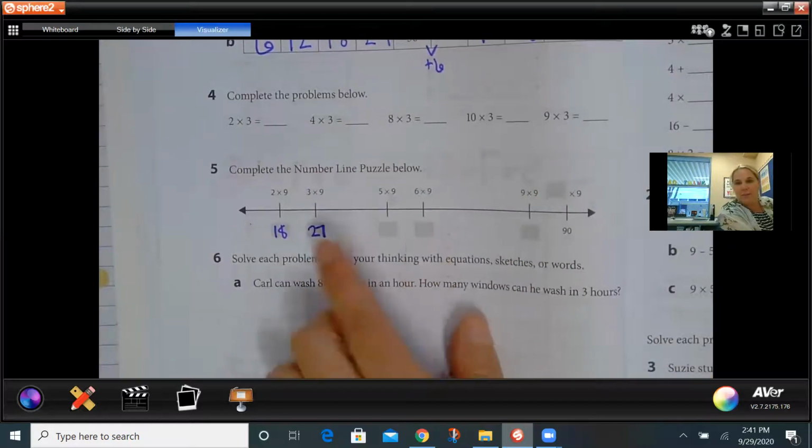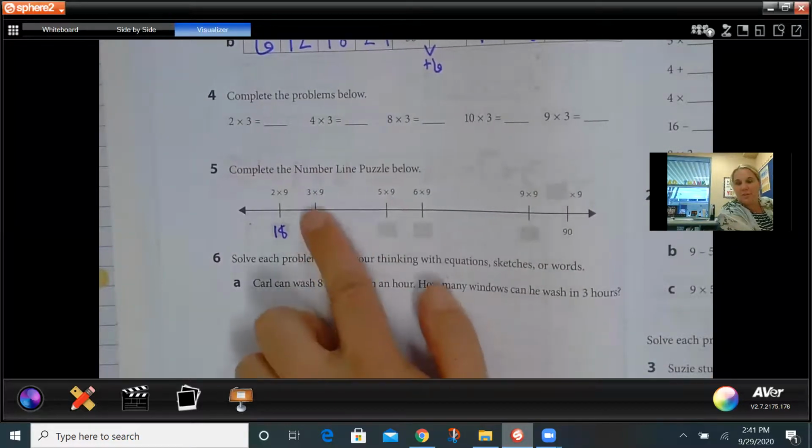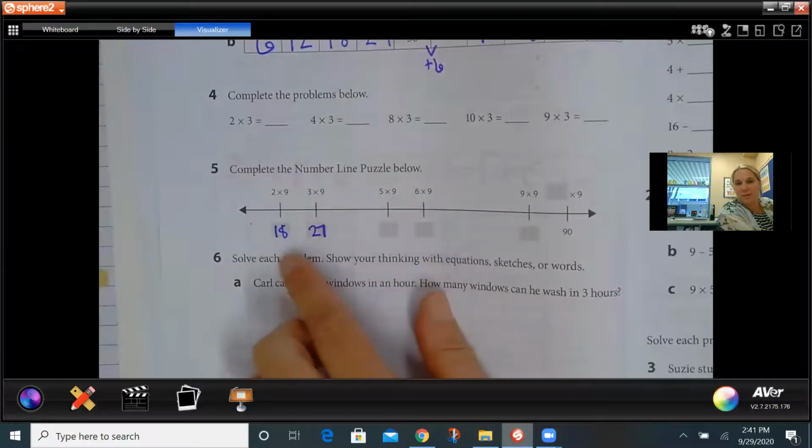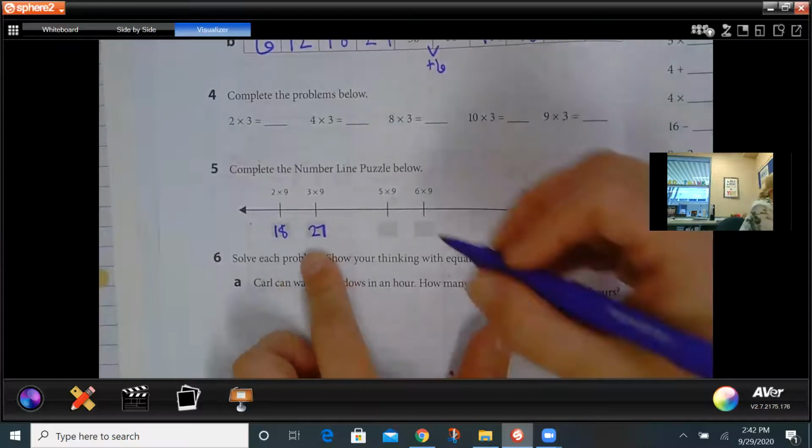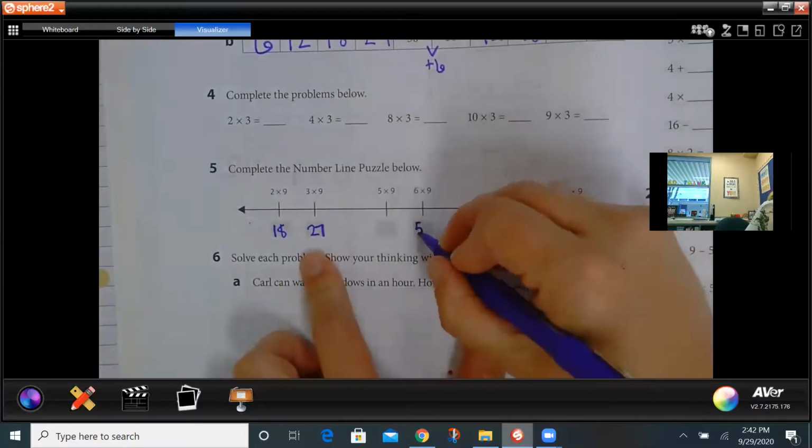Oh, look, I'm going to double it. We did that up there too. This is 3 groups of 9. This is 6 groups of 9. So we got to double the groups. So we're going to double the answer. That one's 54.